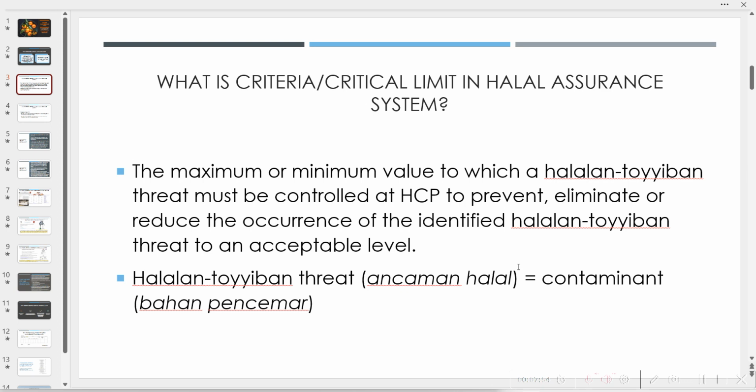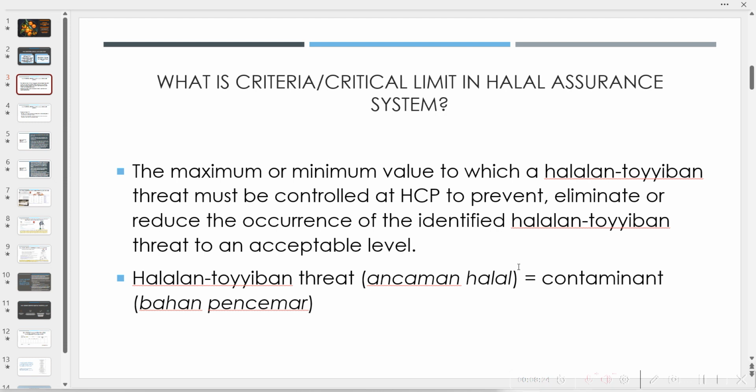Alright. So the first definition of critical limit: acceptability and unacceptability. Another one is minimum and maximum value. Example of acceptability and unacceptability is whether your ingredient has a halal certificate or not. That's one example. For maximum and minimum value, the example of the stunning machine falls under this definition.